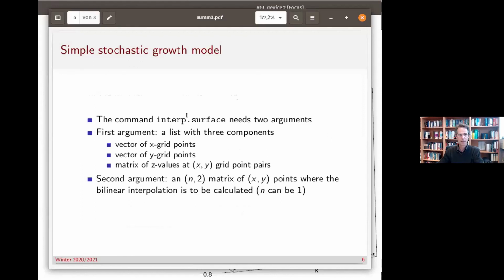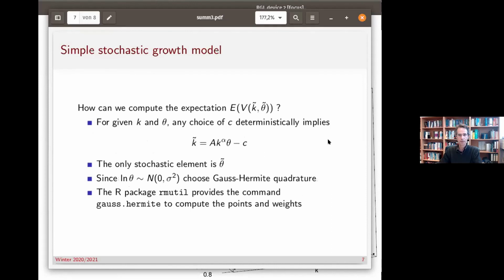All right, the command needs two arguments, the grid points for the capital stock, for the technology level, and the matrix of value function values. And then the command has a second argument, because that's the red dot in the illustration. That's the dot where we want to evaluate the value function. So these are the two arguments for the bilinear interpolation command. Okay, that's the first question. How do we represent the value function?